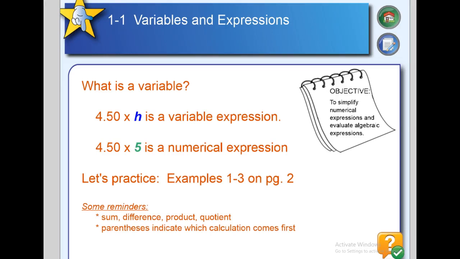Well, hello class. We're going to get started today in Chapter 1. And Chapter 1 is just an introduction to algebra. So a lot of what we're going to look at over the next couple days should be pretty familiar to us because of what we learned last year in pre-algebra. So let's go ahead and get started.